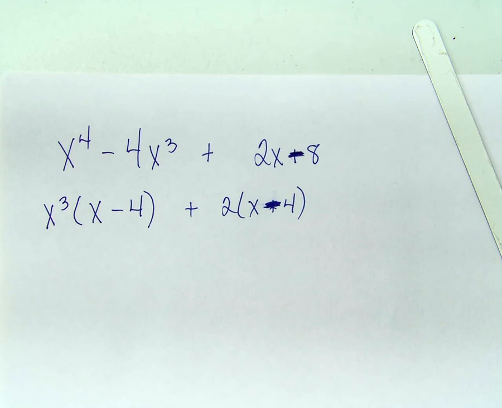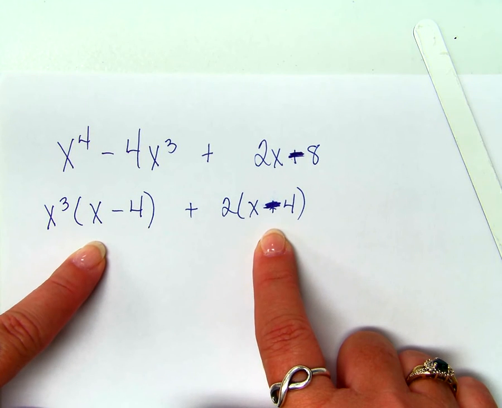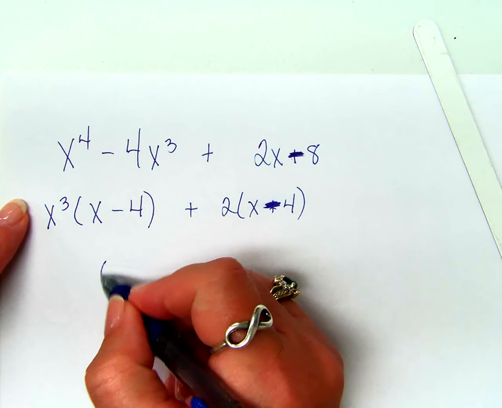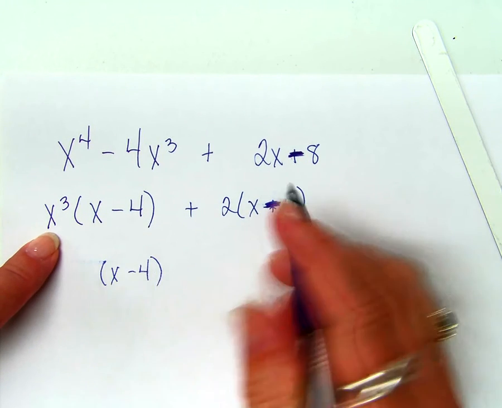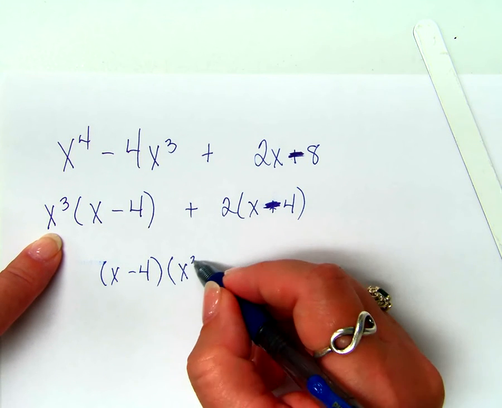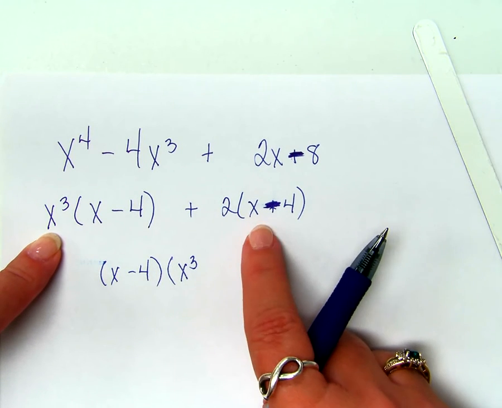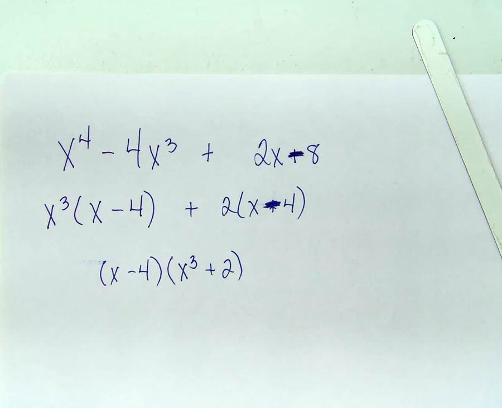So they have something else in common, right? Both of these terms have something in common. What is it? X minus 4. Factor it out. What's left when I factor out an x minus 4? X to the third. What's left when I factor out an x minus 4? 2. Done.